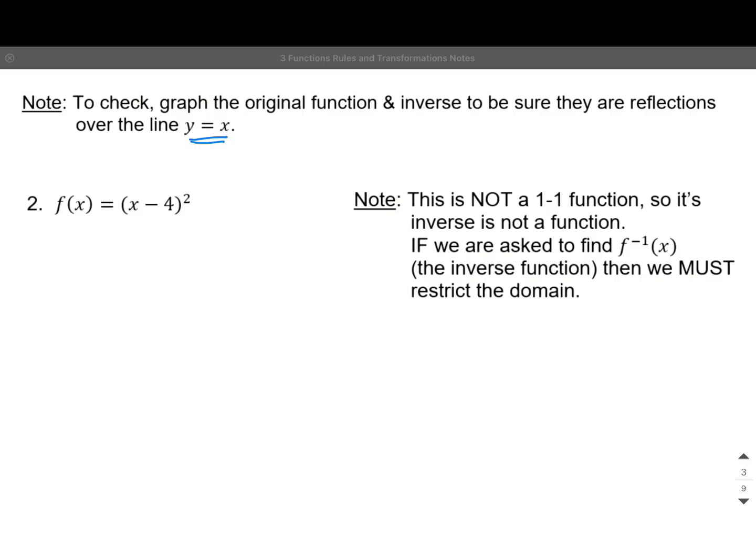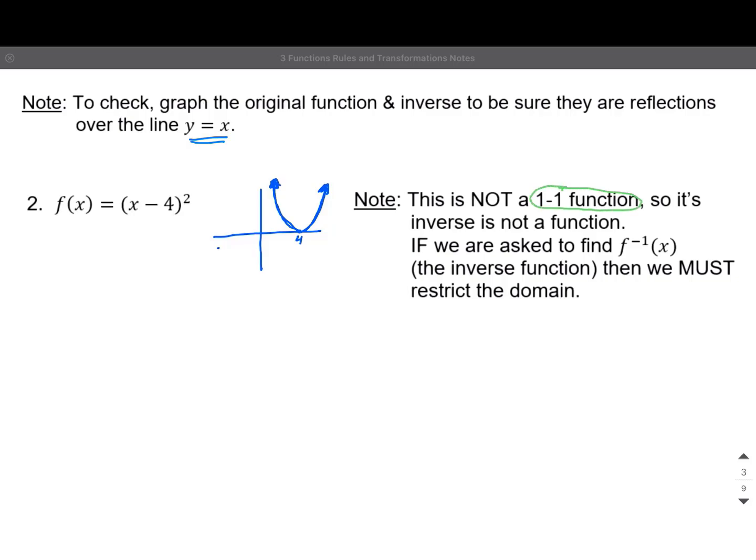Now, f of x equals the quantity x minus 4 squared. Okay, so this function is a parabola that has been shifted to the right 4. So this is a function. Oh, that's a crazy looking parabola. Just trust me, it's a parabola. It is a function. However, it's not a one-to-one function.